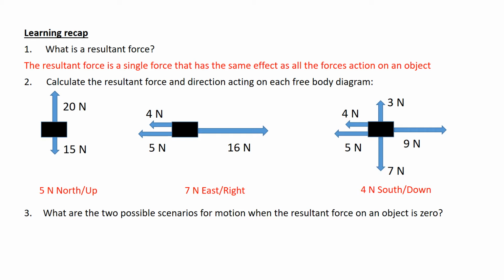What are the 2 possible scenarios of motion when the resultant force on an object is 0? Now, we've talked about this before. A common misconception is that when the resultant force is 0, people think, well, it must be stationary. However, it also can continue at the same speed and direction that it's currently travelling in, assuming there's no other forces.